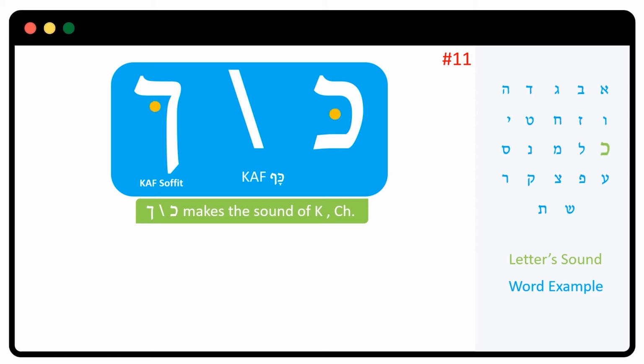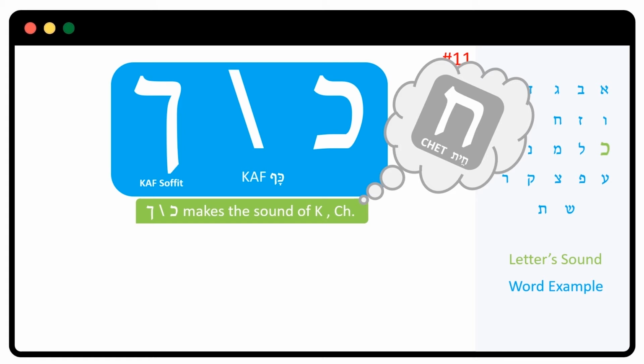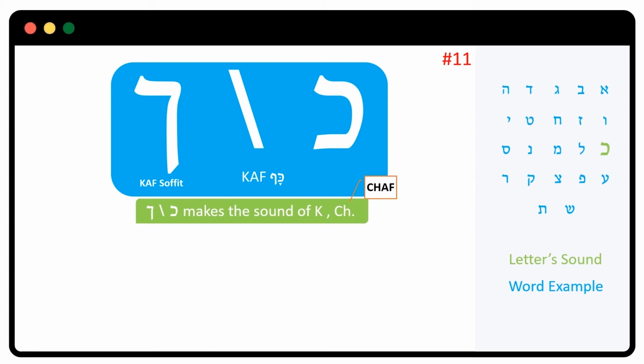When the letter Kaf comes with a dagesh, it makes the sound of the letter K. And when the letter Kaf comes without a dagesh, it makes the guttural sound of the syllable CH. Exactly like the letter Chet, you remember? You can call this version of the letter Kaf as Chaf. Just do not count it as an additional letter. It's just another common sound of the letter Kaf.